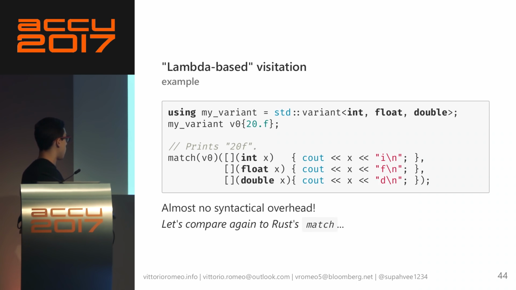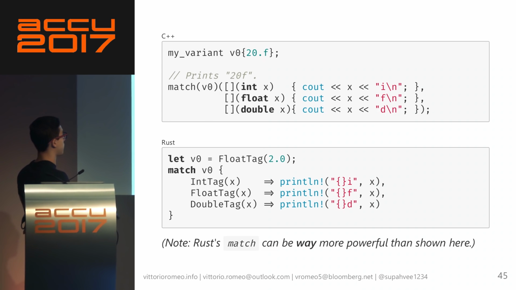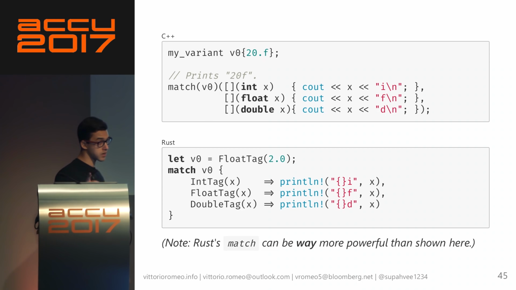And there's almost no syntactical overhead, and if we compare it again to the match keyword that Rust gives us, you can see how similar they look, because it's basically match something and then perform pattern matching on it. As a disclaimer, Rust match can be way more powerful than shown here. This is very, very basic usage, but the similarities still hold for variant visitation.